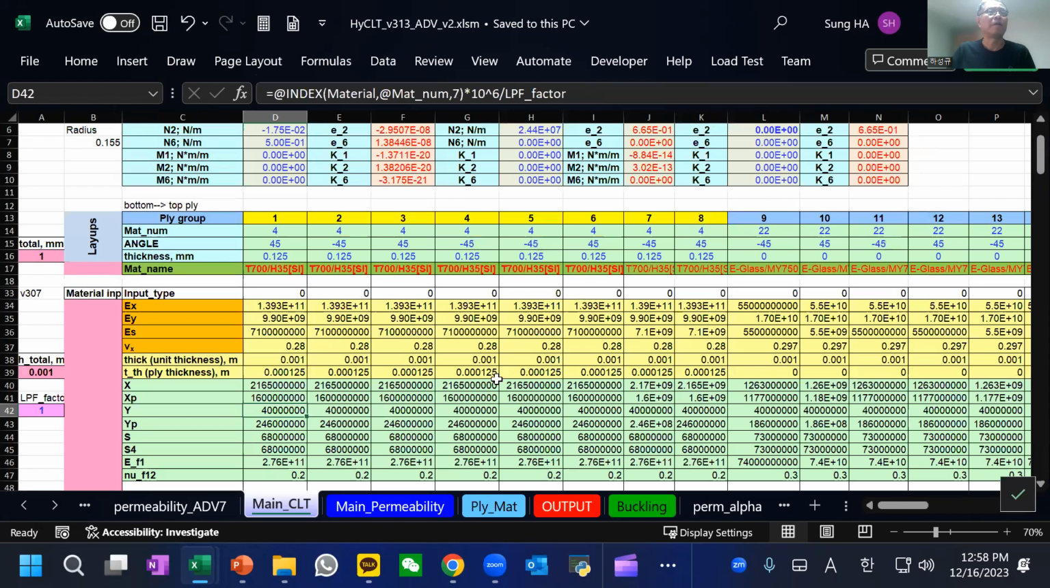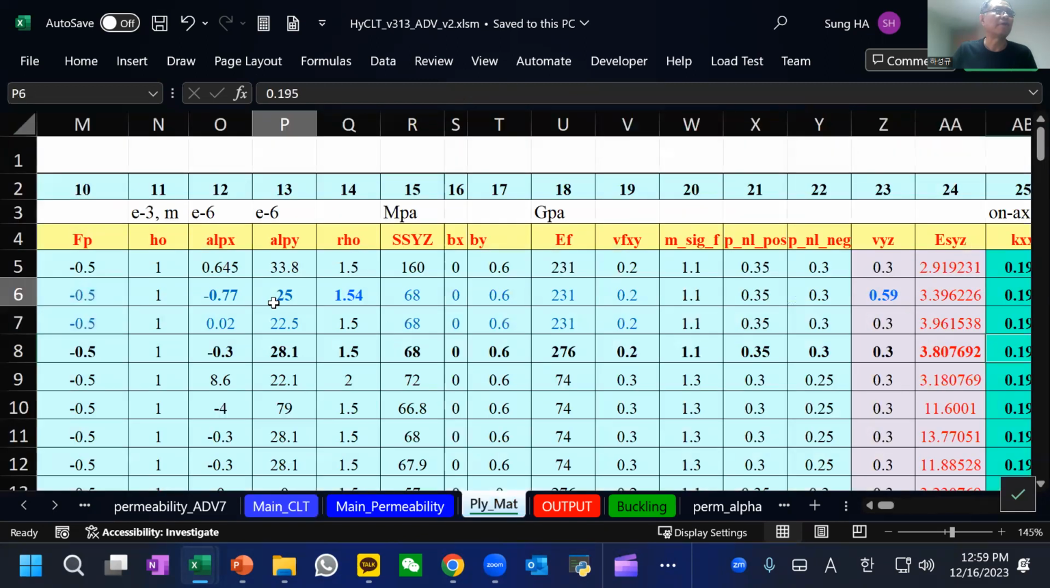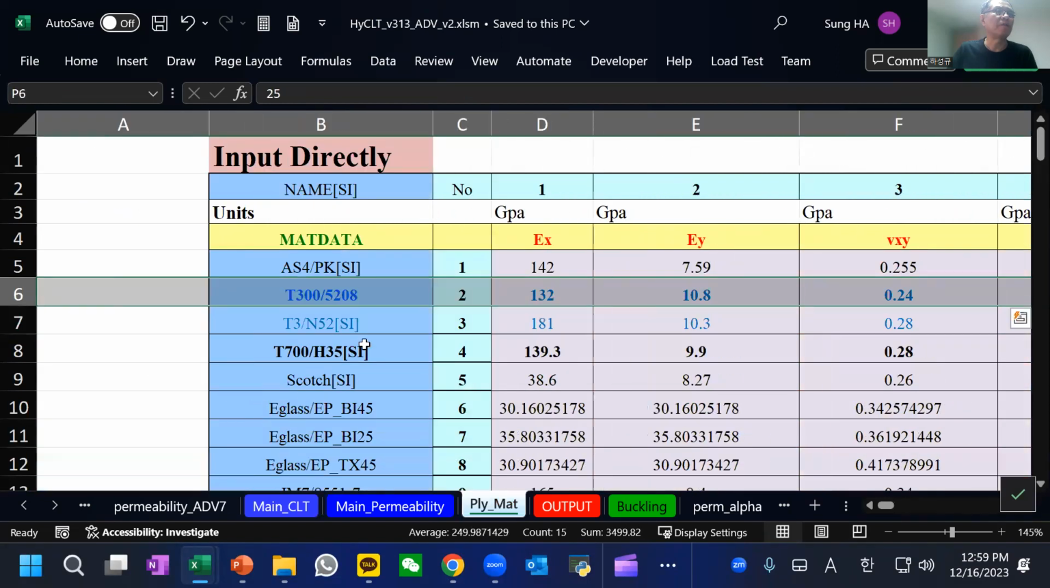Now, we just go through and review the core sandwich. Now let's take a look at how to analyze the sandwich structures. So this is again the ply layout, first to 8 layer. And as you can see, each ply will have the same composite, and material number is 4. Material number 4 means that if we go here, material number 4 is this one.